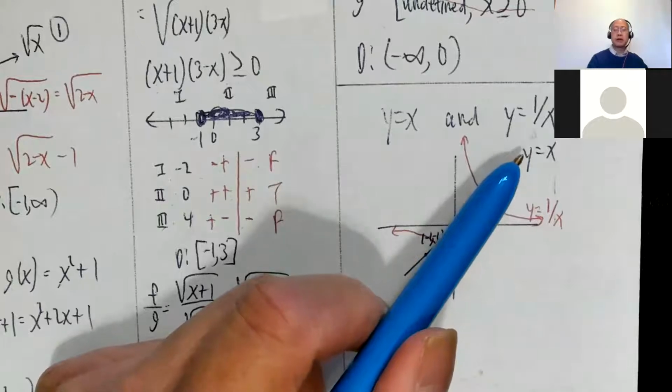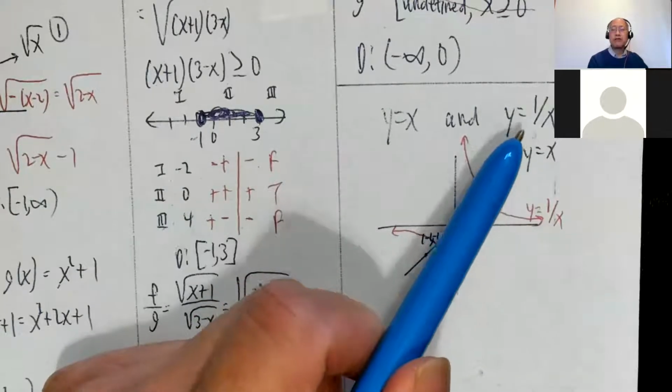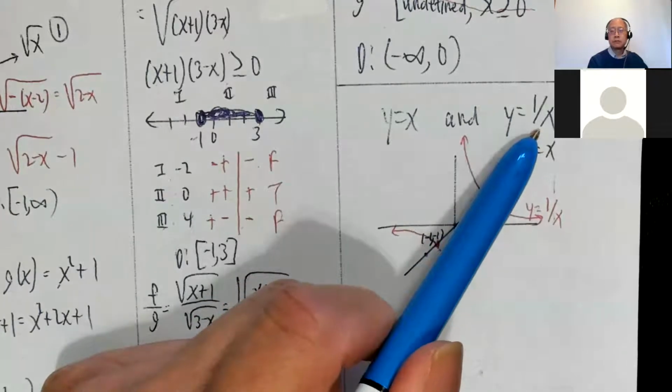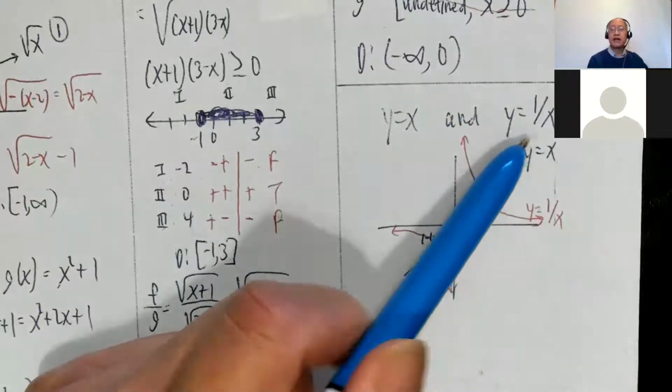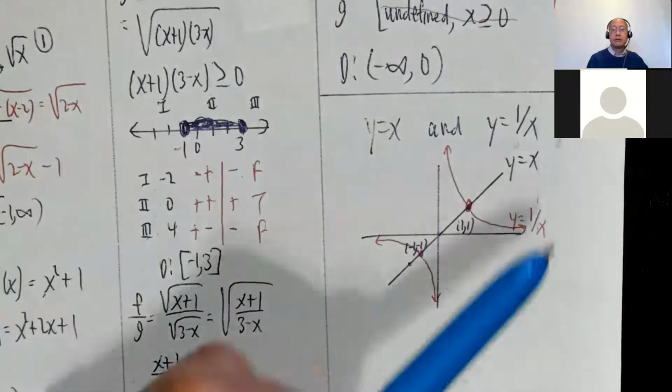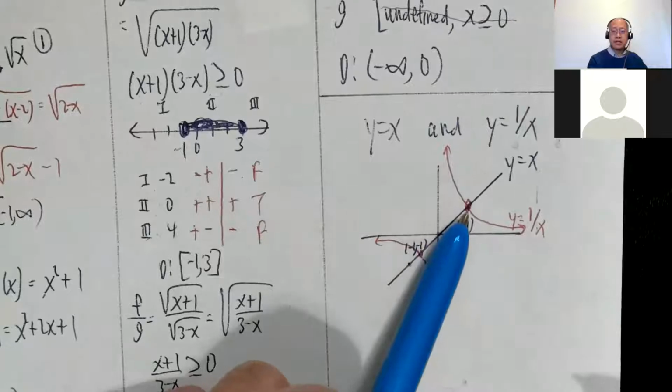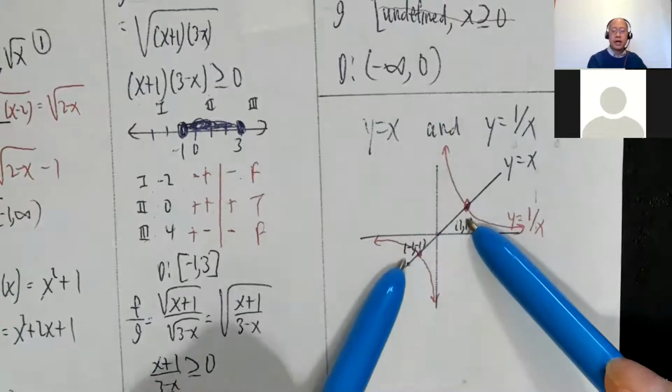Okay, some things to notice about this. What's the reciprocal of 1? Still 1. And what's the reciprocal of -1? -1. So the graphs touch at 1, 1 and -1, -1.